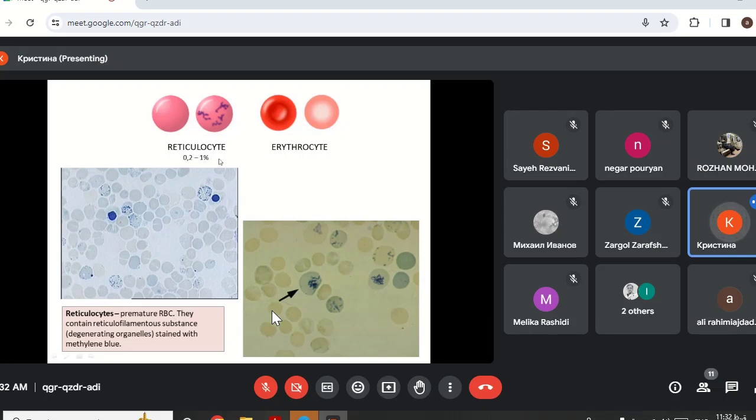So a reticulocyte is not a fully mature erythrocyte. They normally make up to 1% of all erythrocytes, but if their level is higher, it means that we have loss of blood, for example, as a result of trauma, some wound, or some other pathological condition.